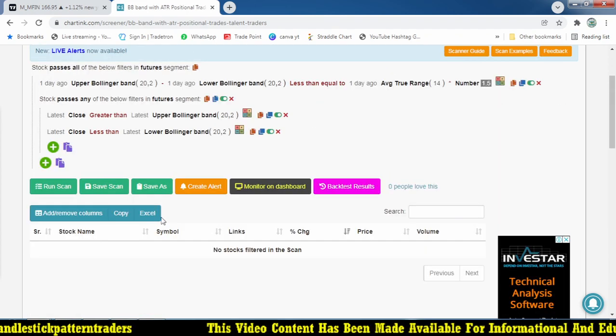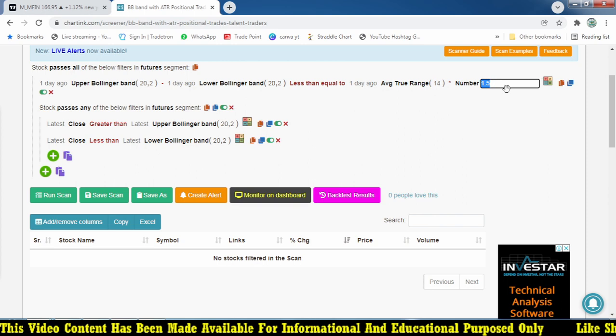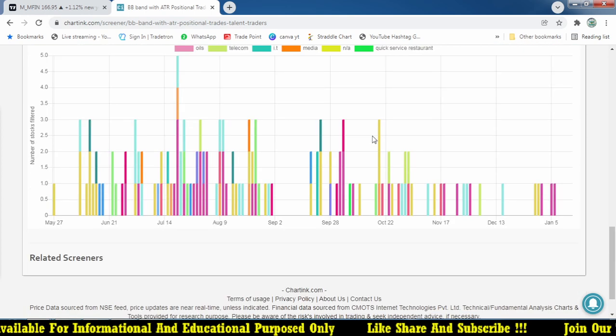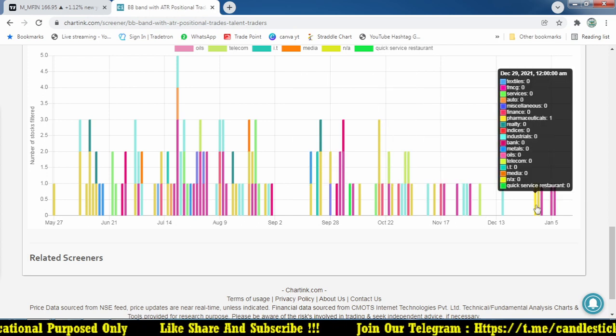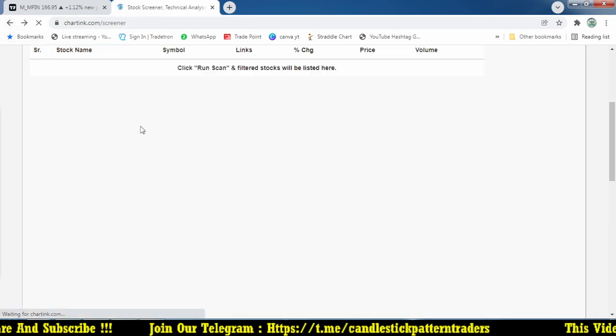So I'm going to change some values here. That will give you even more stocks, 1.8. You make it 1.8, and we'll be getting stocks at regular intervals. So we'll see 29th Alkem, there is an Alkem present.